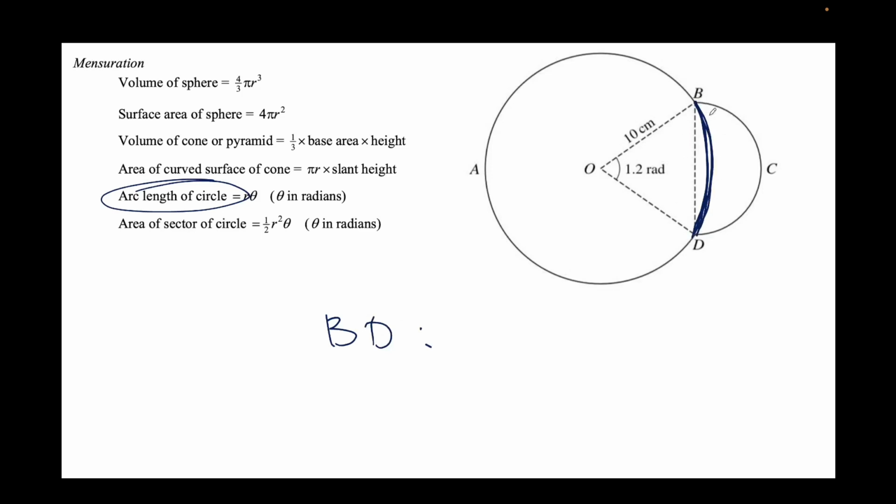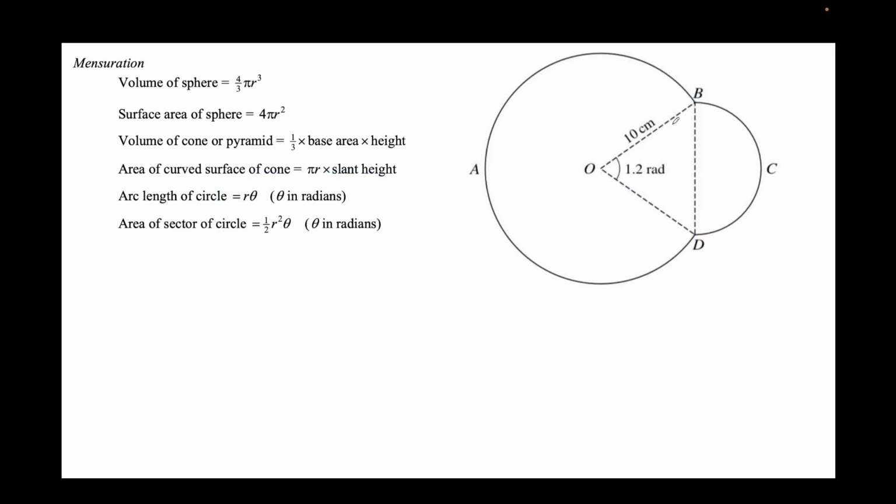Yes. If it's an arc length, we follow this instruction for arc length, which is r theta, which is going to be 10 times whatever this angle is over here. We always multiply by the angle that makes up this portion of the curve of the circle, which is going to be 1.2, because this angle is already given to us in radians, right? In radians.